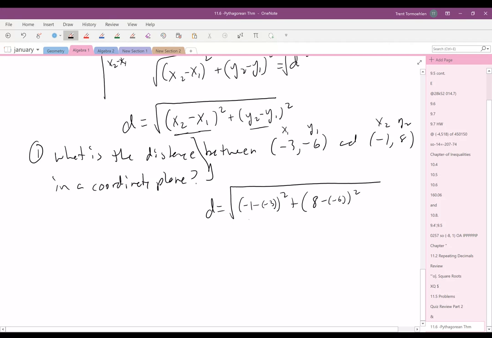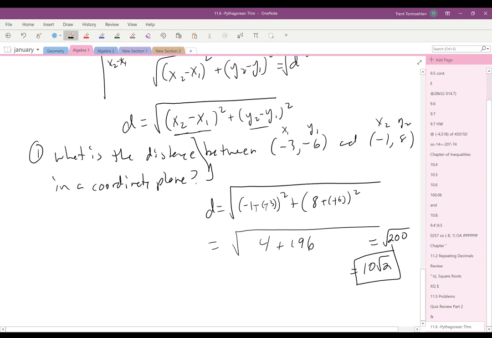And because these are both positive, it doesn't matter, but even if you got negative values there and you squared them, they would be positive. So 2 squared is 4, 14 squared is 196, right? This is 14 because it's 8 minus a -6. So that equals 200. And so the answer turns out to be 10 times the square root of 2 when you simplify the square root of 200.